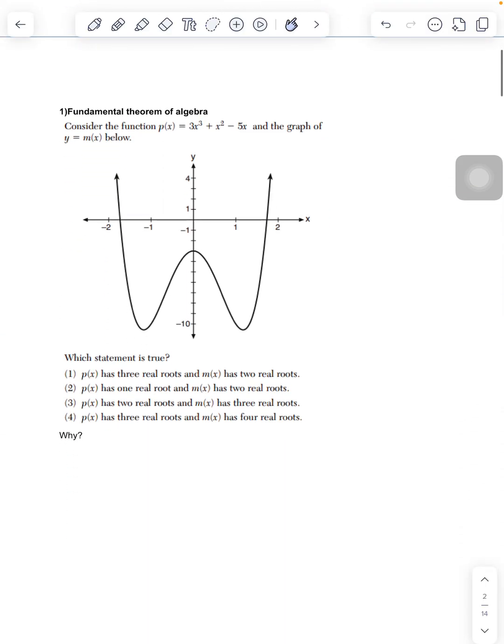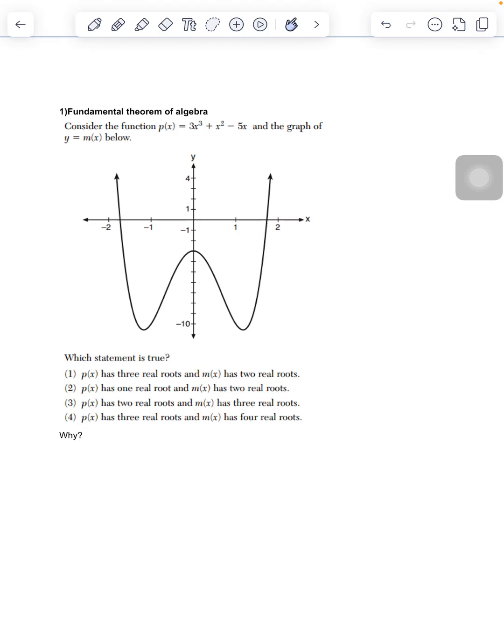All right, so let's get started on the first problem, right? So the first problem here deals with the fundamental theorem of algebra and zeros. So it's giving you two functions. A function p of x, which is 3x cubed plus x squared minus 5x. And it's giving another function, y equals m of x below. All right, so now it's asking which statement is true, right? It's saying p of x has 3 real roots, m of x has 2 real roots, and so on and so forth, right, for the options.